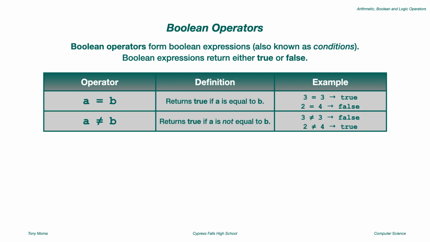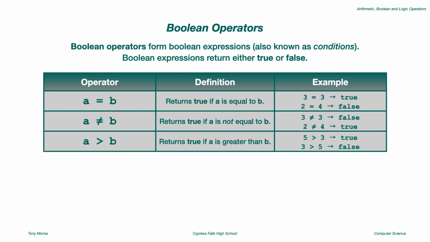The next operator, the not equal operator. This operator returns true if A is not equal to B. For example, the expression 3 does not equal 3 evaluates to false because 3 does in fact equal 3. On the other hand, the expression 2 not equals 4 evaluates to true because 2 does in fact not equal 4.